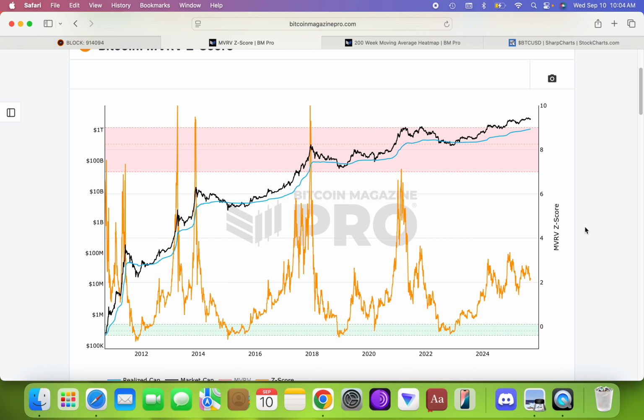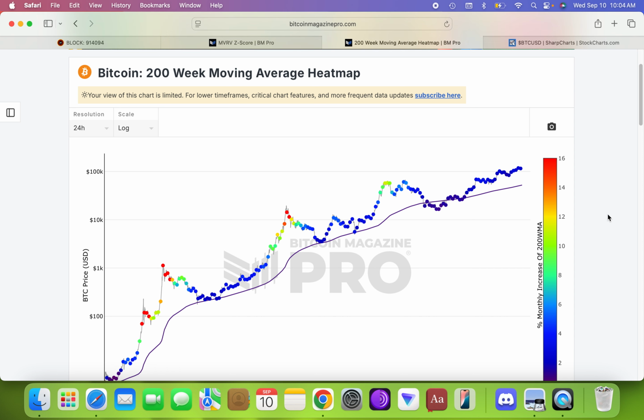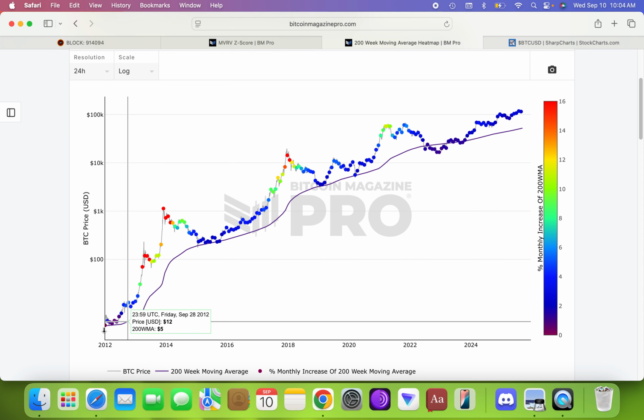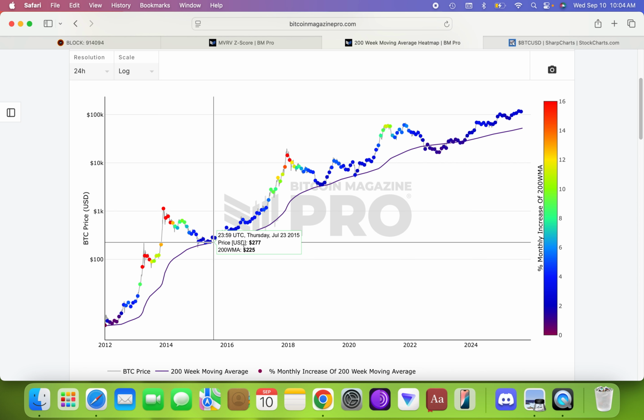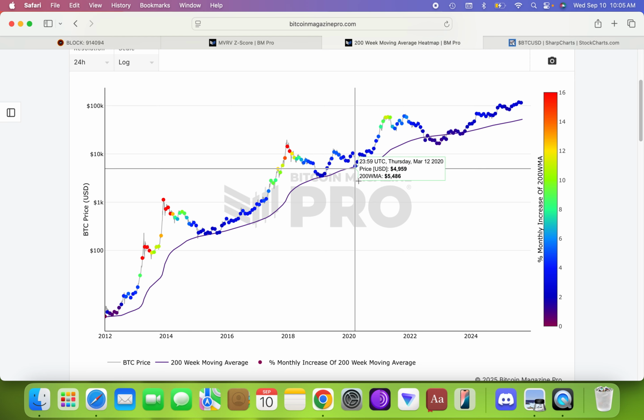So what I was gonna do, I like looking at the 200-week moving average. As you can see, all the way back to 2012, there's only been a few times that we've touched it or even dipped below it. So the 200-week moving average is also a great indicator; when we're touching it or below it, those are great times to buy.